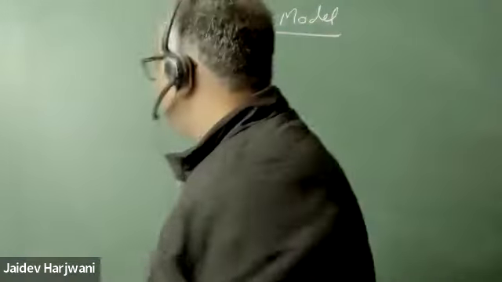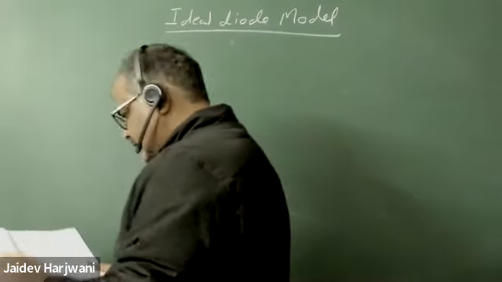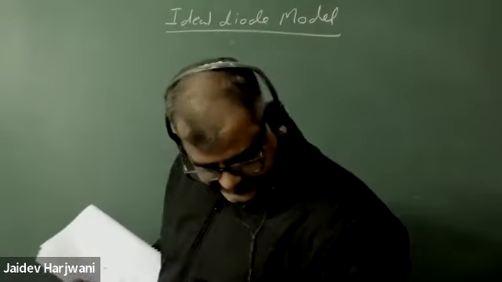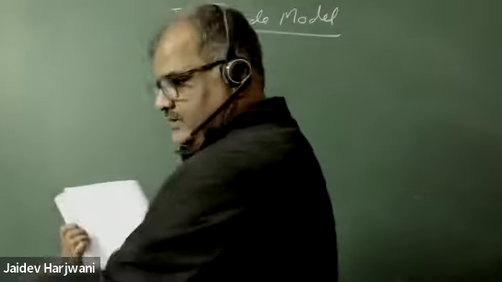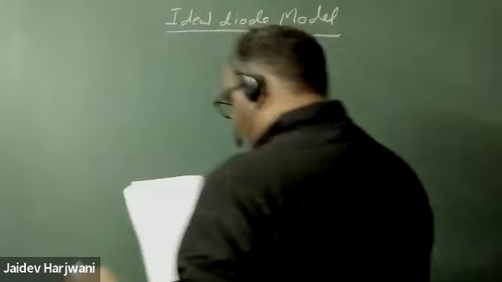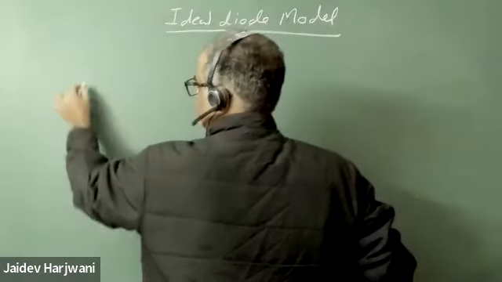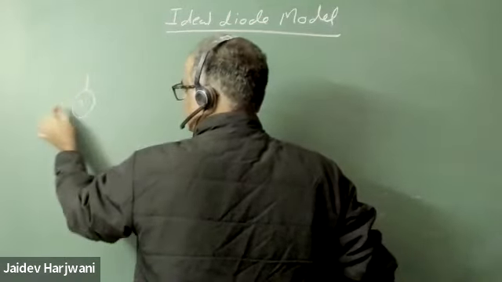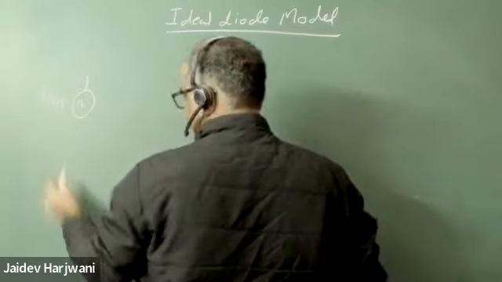Okay, so continuing this ideal diode model, let me solve one more problem, basically based on the concept of rectifier only. So you have a source given, V input.